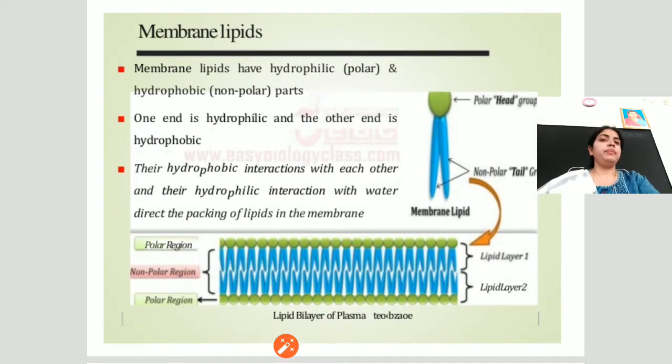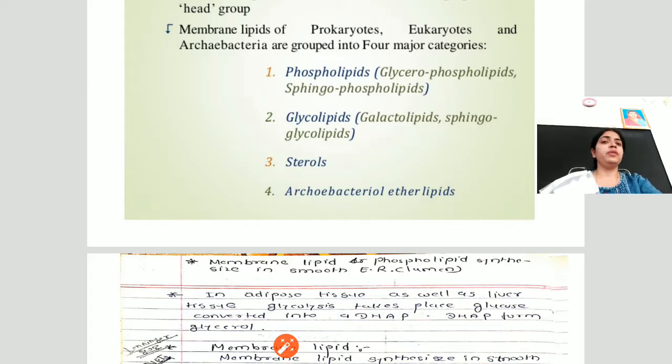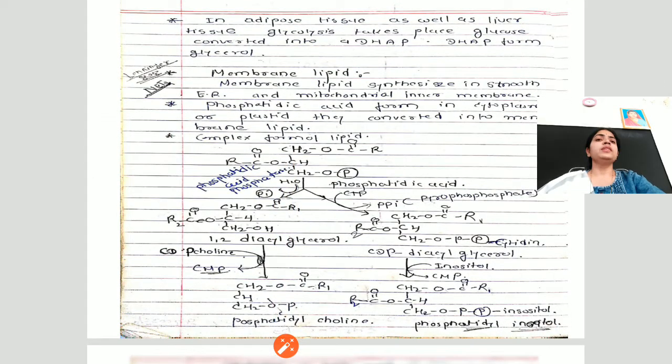Now the membrane lipid. Membrane lipids are of different types. This is the structure of the membrane: phospholipids, glycolipids, sterols, archaebacterial ether lipids, etc. These membrane lipids are synthesized in the smooth endoplasmic reticulum and the mitochondrial inner membrane, and the phosphatidic acid from the cytoplasm or plastid is converted into the membrane lipid. These are the complex forms of lipid.